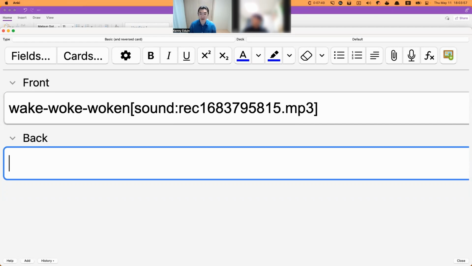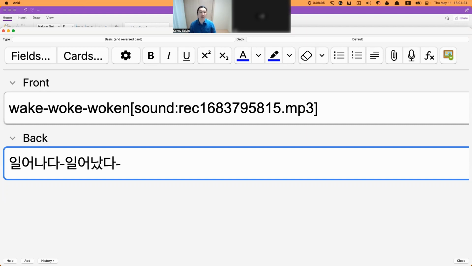Wake is sleep, no sleeping. I see. No, wake is actually you sleep first and then you open your eyes. That's wake. Then walk is the past tense of wake. So this is wake, a walk. And then wake is an intransitive verb, which means it doesn't have the past participle form. So wake, walk, walken.